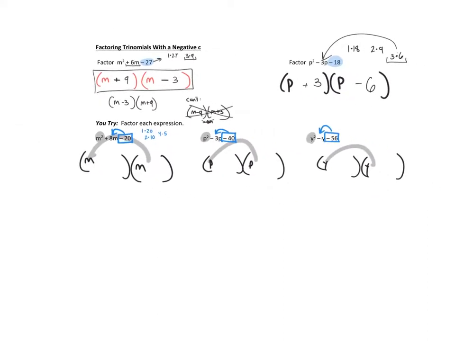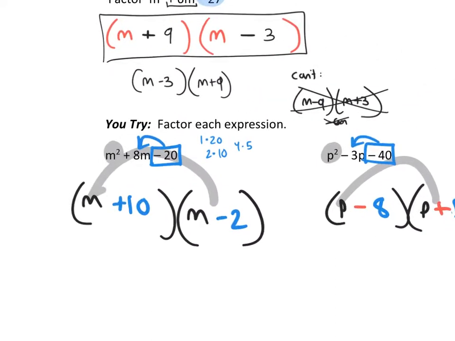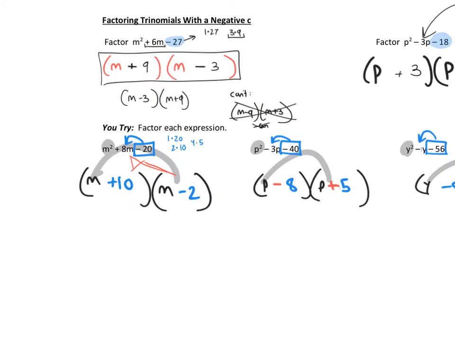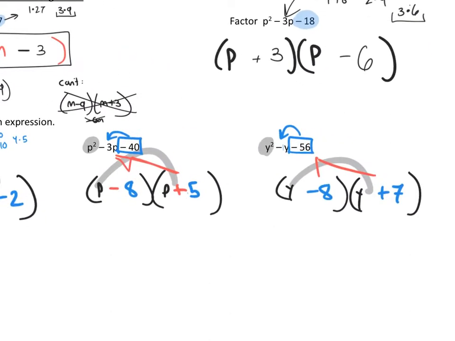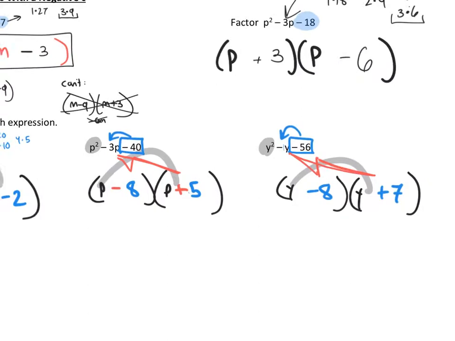So I encourage you to now pause this video and then go back and double check, push play and double check that you have correctly factored these problems. Here are the correct answers. And remember the special ratios: these numbers multiply to negative 20 and they also add to 8. These numbers multiply to negative 40 and add to negative 3. These numbers multiply to a negative 56 and add to a negative 1.